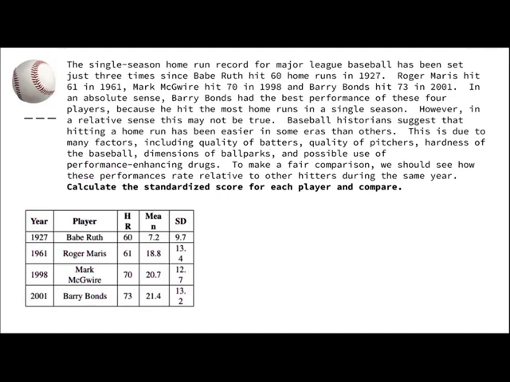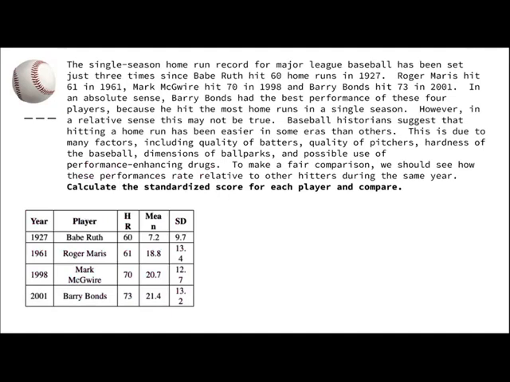Let's do another example. The single-season home run record for Major League Baseball has been set just 3 times since Babe Ruth hit 60 home runs in 1927. Roger Maris hit 61 in 1961, Mark McGwire hit 70 in 1998, and Barry Bonds hit 73 in 2001. In absolute sense, Barry Bonds has the best performance of these 4 players because he hit the most home runs in a single season. However, in a relative sense, this may not be true.